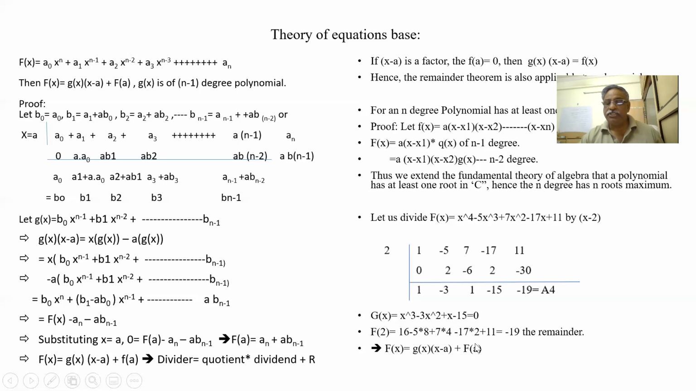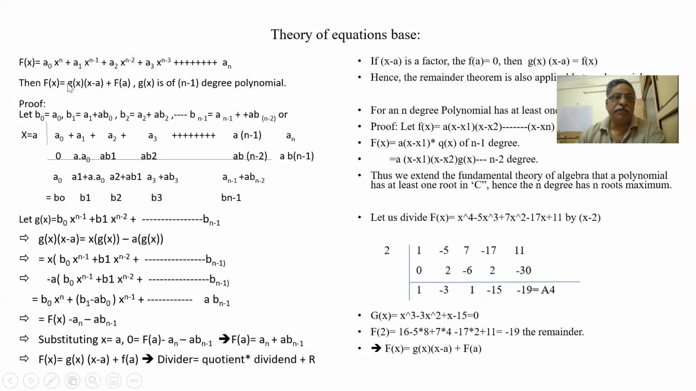Suppose f of a is 0, that means what? x minus 2 is a factor of f of x because the remainder is 0. So we'll say x minus a is a factor if the remainder is 0. The general term is f of x is equal to g of x into x minus a plus f of a. This is also applicable for quadratic or higher-degree equations. This is a general term.